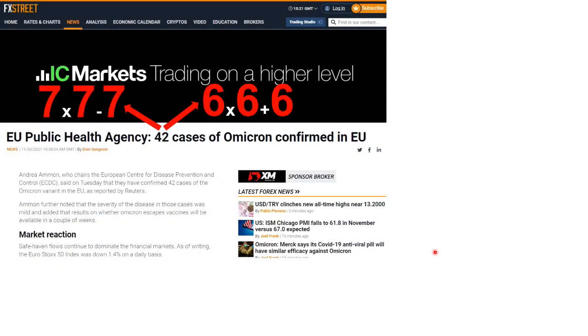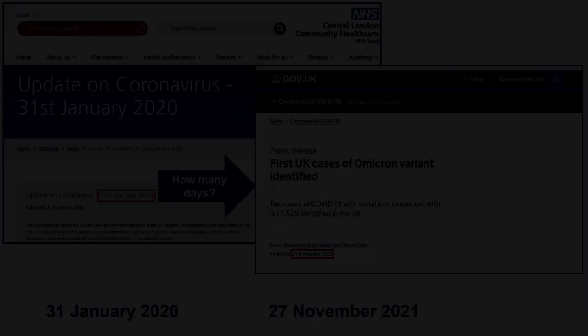And one of the first few announcements of how many cases there were in Europe was the EU Public Health Agency announced 42 cases. There's that number again for our 777 and 666.